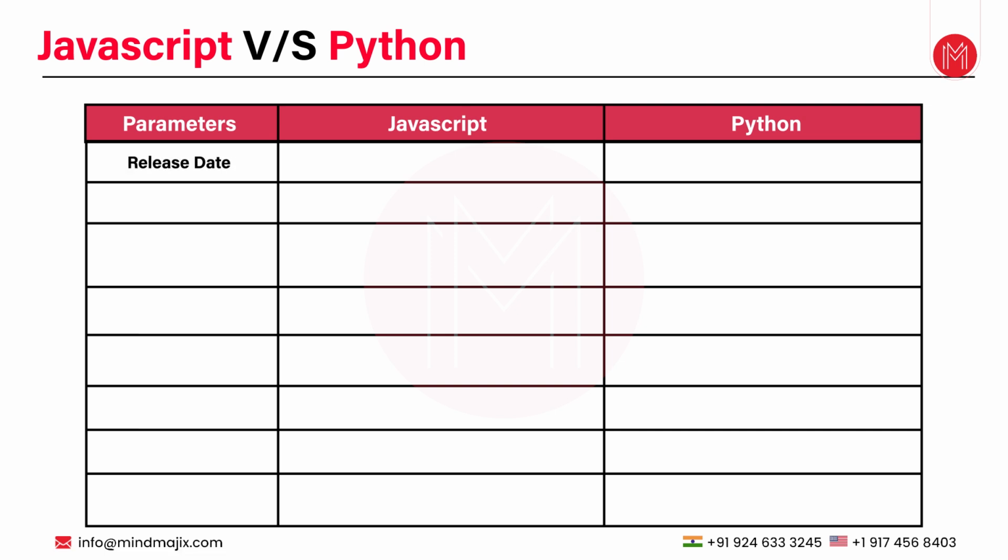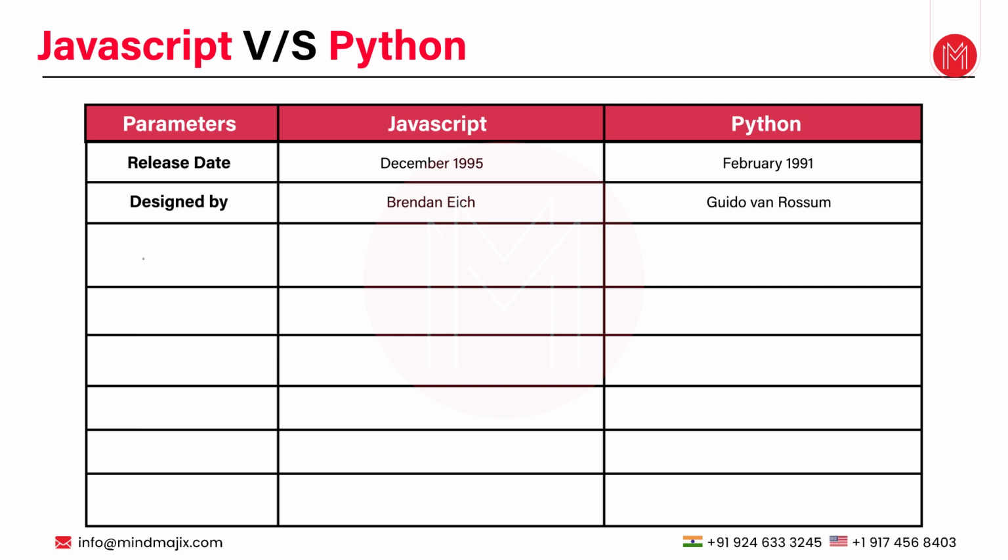So the first point is the release date. JavaScript was released in December 1995, whereas Python was released in February 1991. This makes Python older than JavaScript. And now the person who designed these programming languages. JavaScript was designed by Brendan Eich, whereas Python was designed by Guido van Rossum.